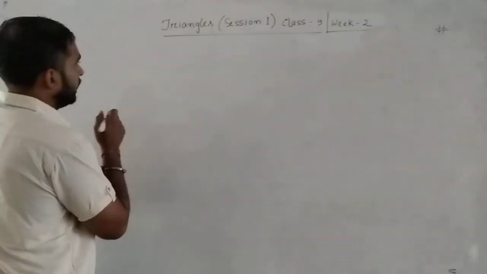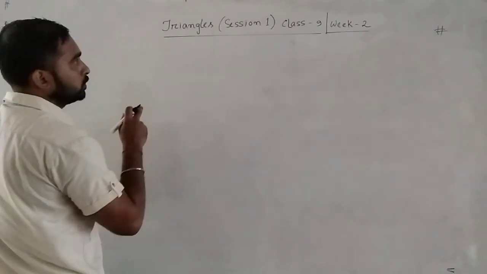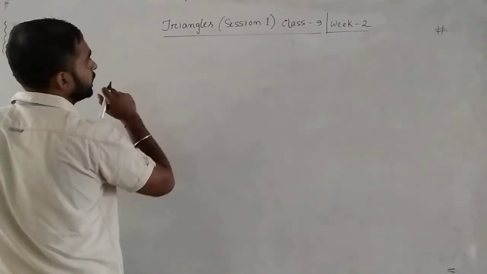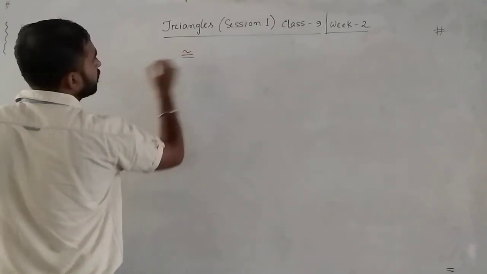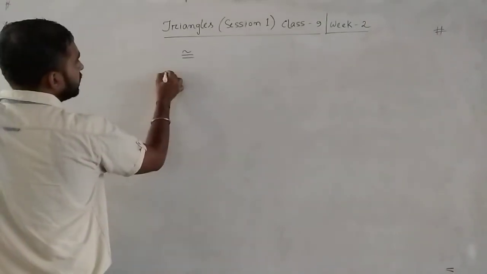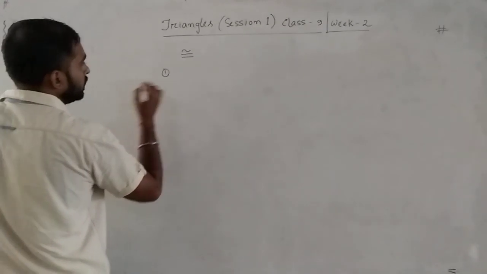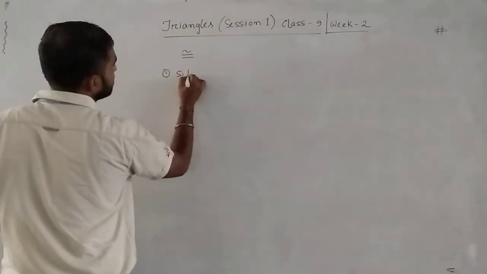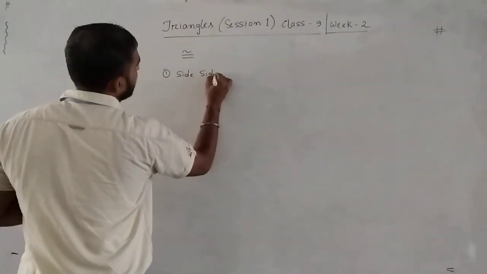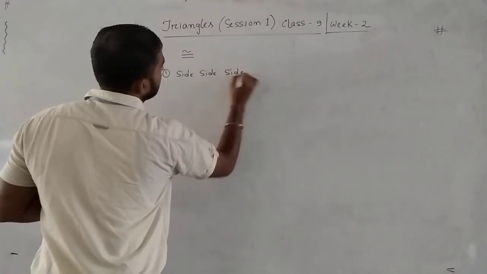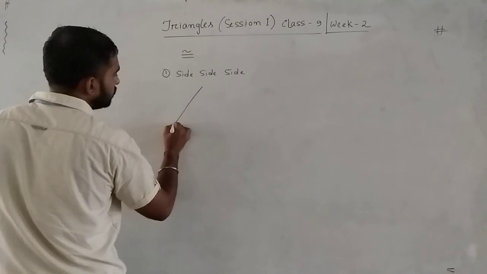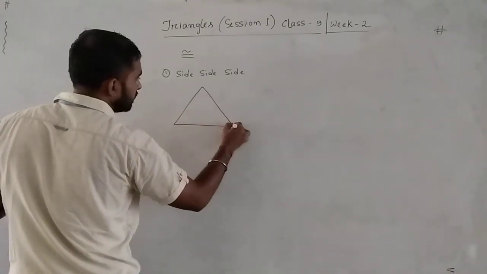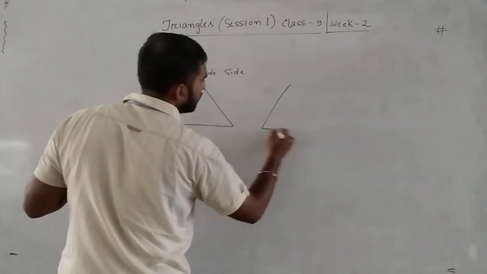Now again let me remind you, there are 5 postulates by which we can say the triangles are congruent. Simply, this is the symbol of congruent, and the 5 postulates are: the first one is side, side, side. Now what is side, side, side? Side, side, side means suppose two triangles are given.